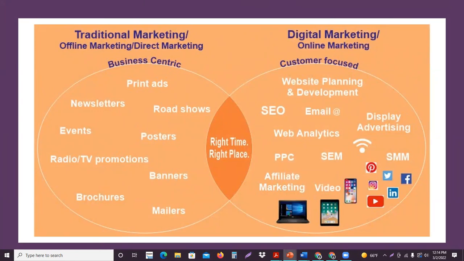So understand the sweet spot, no matter what we're doing, traditional or digital, is reaching the person at the right time, the right place, with the right information to make sure they take that next action step, which is going from general interest to lead creation.